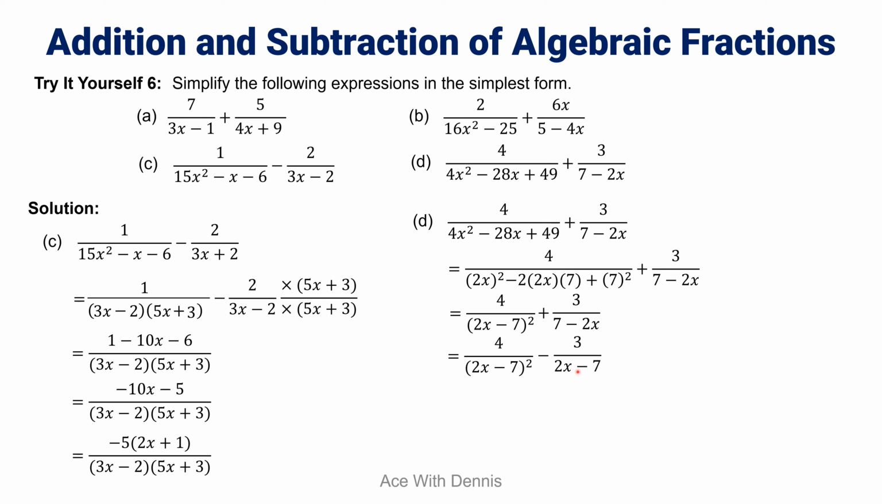So the LCM will be 2x minus 7 squared for these two fractions. For this fraction I have to multiply 2x minus 7 at the top and the bottom. Then it becomes an expansion here. 4, just copy down. Minus 3 times 2x, I'll get negative 6x. Minus 3 times negative 7, I'll get positive 21. Combining them together, we'll get 25 minus 6x over 2x minus 7 squared. So this will be the answer for D.